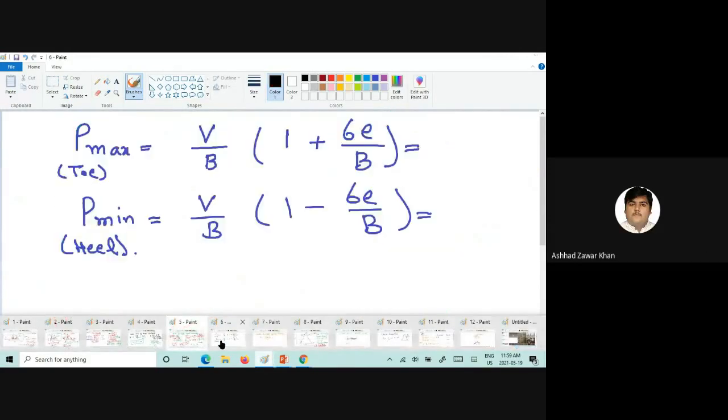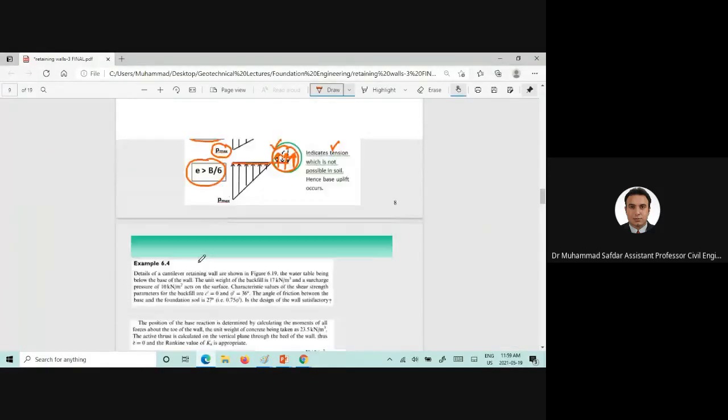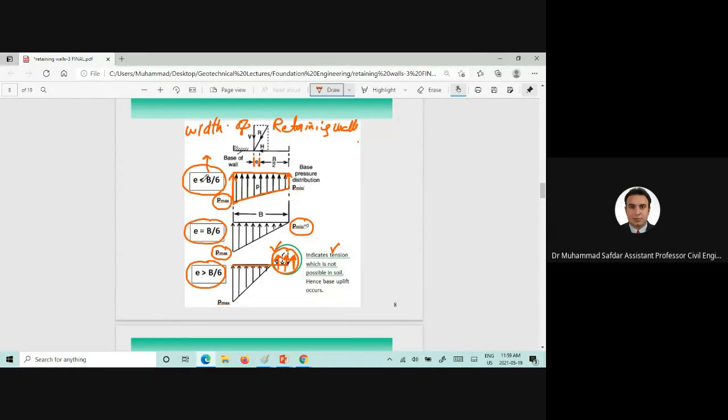So kindly repeat this again. Now, it is recommended that the eccentricity, if you remember from the lecture here, yeah, here. Can you see here now? Yes, this is the case. So we will be having P maximum and P minimum, and if the eccentricity is greater than b by 6, then this soil would be in tension condition and the uplift will occur. But as in case 1, the eccentricity is less than b by 6, so that's why there won't be any uplift occurring in our case of the retaining wall.